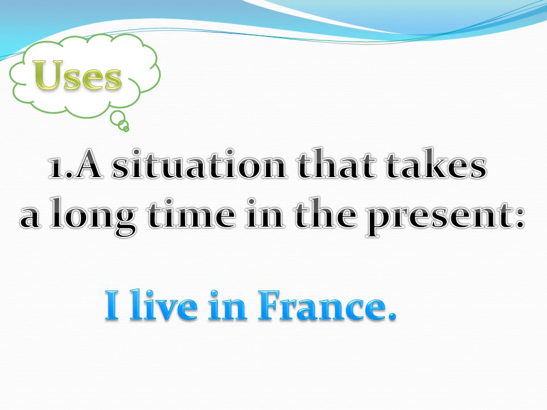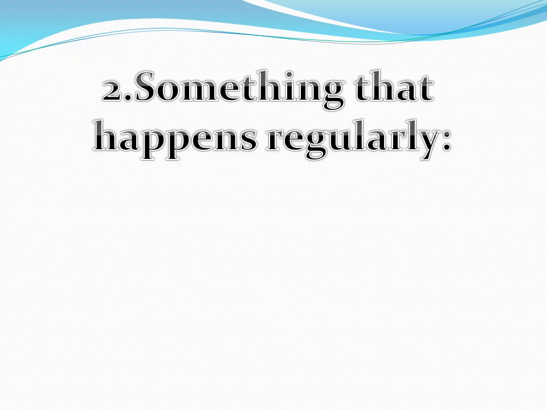So, this is something that takes a long time, so it will be in the present simple. We will add S or ES or IES if the sentence starts with he, she, or it, and we will leave the verb as it is if it starts with the bad students: I, you, we, and they. Okay. Number 2, something that happens regularly.